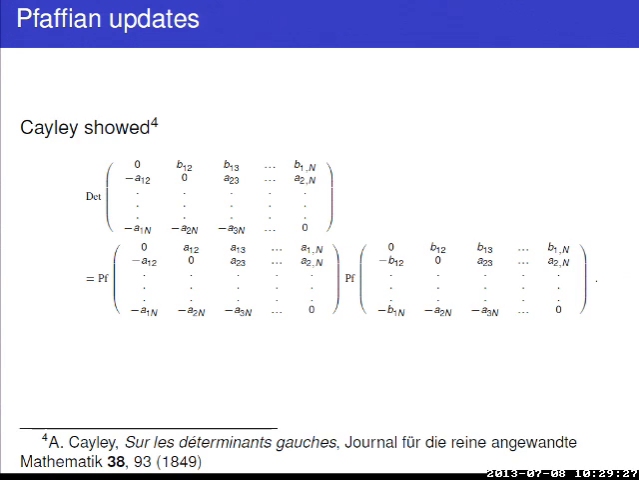So this says, since you know how to update the determinant, if you already had this Pfaffian, then you can get this one. So all of the update rules that you normally have for Slater determinants, you can use here, and they're equally cheap.